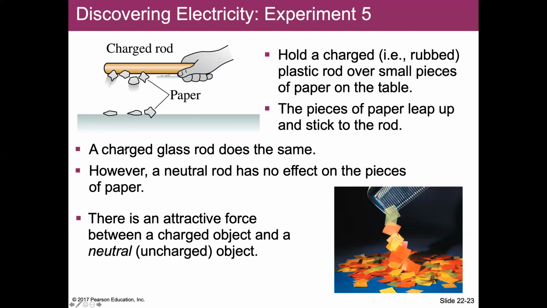The same thing will happen if you charge the glass rod and put it closer to the paper. It also attracts the paper. So no matter which type of charge, once the object is charged, it always attracts neutral objects. However, a neutral rod has no effect on the pieces of neutral paper. There is an attractive force between a charged object and a neutral object, but there is no force between two neutral objects.